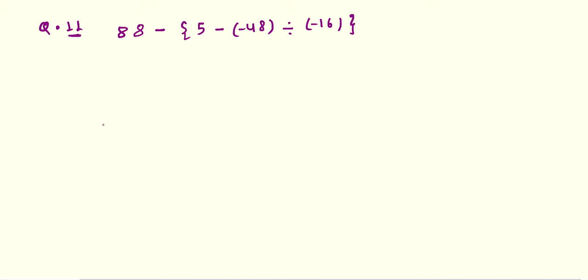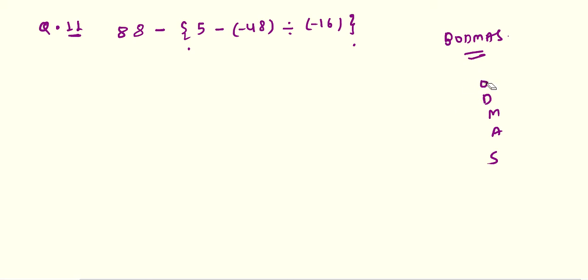So as per BODMAS, first we have to solve brackets. So this bracket, curly bracket, we are having here. Okay, and B stands for bracket, O stands for off, D stands for division, M multiplication, A addition, and S is subtraction. So bracket that we are already solving.